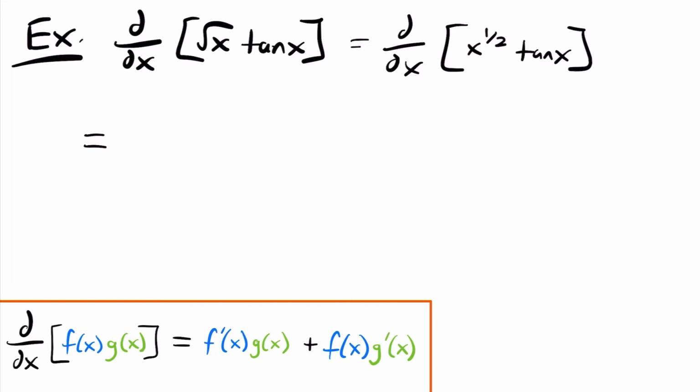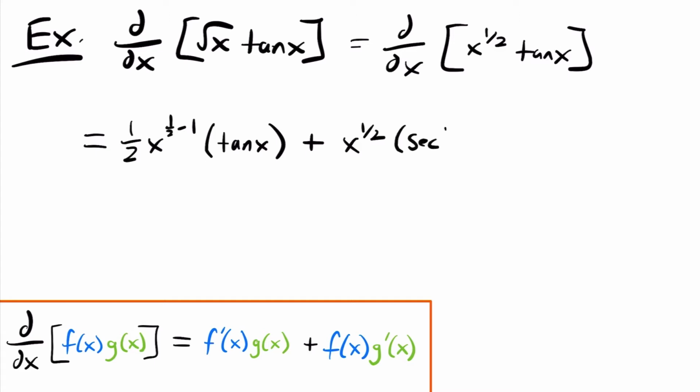So let's do that. We first want to take the derivative of our first function. So the derivative of x to the 1/2 power is going to be 1/2 x to the 1/2 minus 1 power, and then that's going to be multiplied by our original second function, which in this case is tangent x. And then we'll add this to our original first function, so that's going to be x to the 1/2 power times the derivative of our second function. And so that would be the derivative of tangent x, which if you remember your trig rules for derivatives is going to be secant squared x.